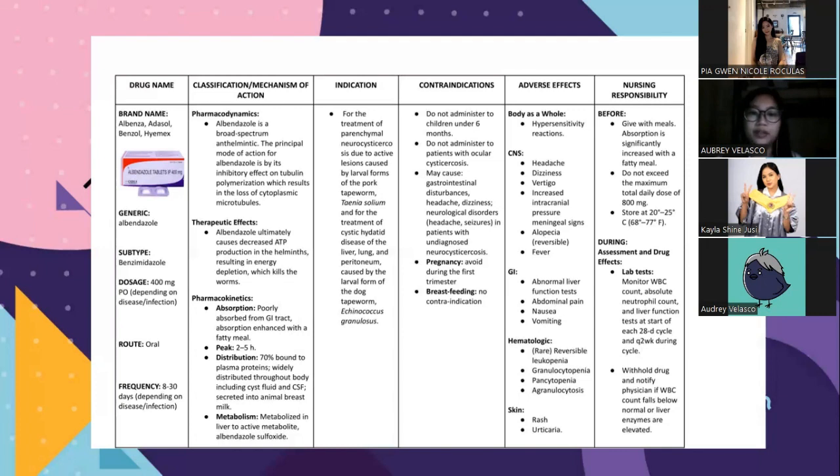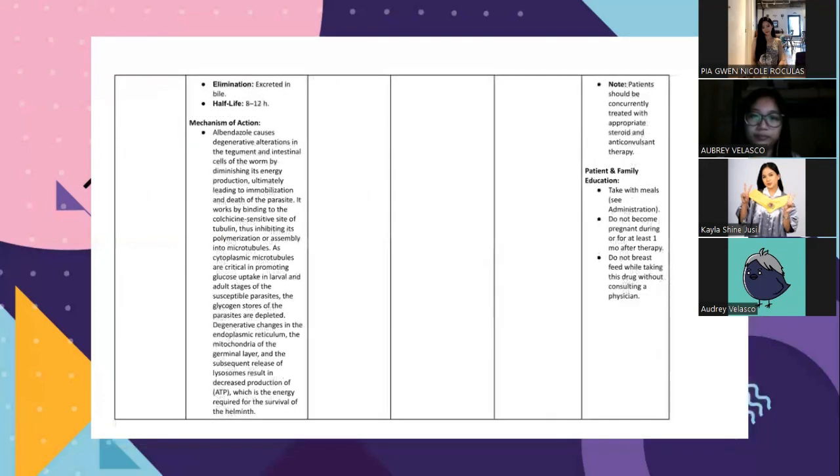Pharmacokinetics: for absorption, it is usually poorly absorbed in our GI tract, so absorption is enhanced with a fatty meal. Peak is 2 to 5 hours. For distribution, it is 70% bound to plasma protein and widely distributed throughout the body, including cyst fluid and CSF, and secreted into animal breast milk. Metabolism: metabolized in the liver to the active metabolite albendazole sulfide. Elimination: excreted in bile. Half-life is 8 to 12 hours.